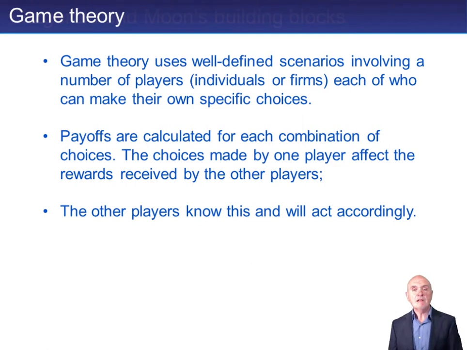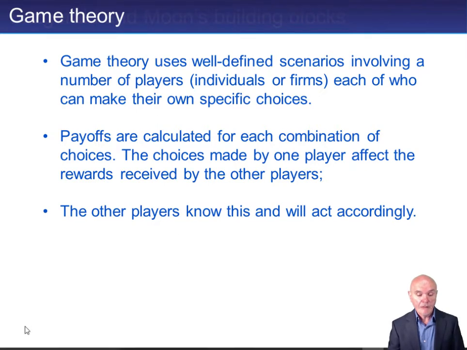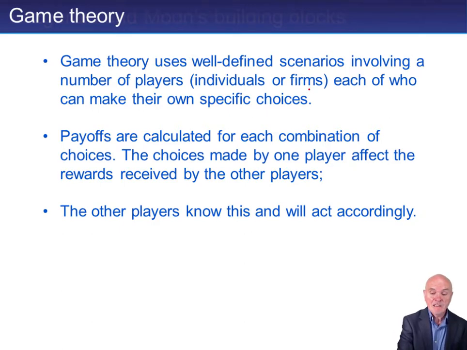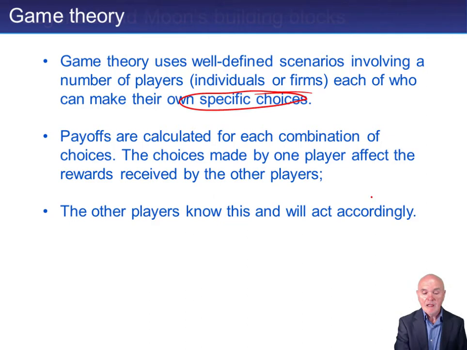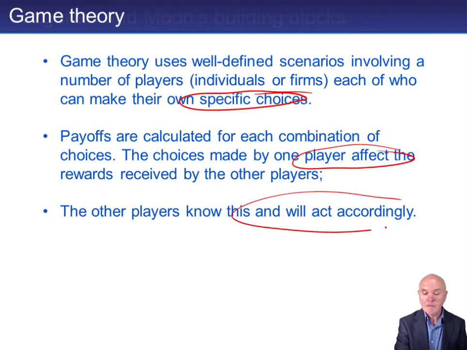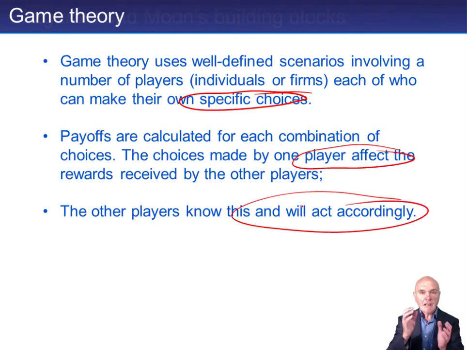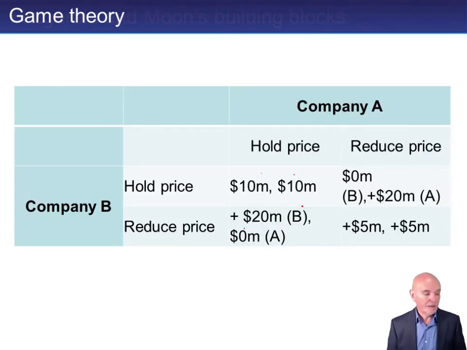So game theory is looking at a number of players, basically a number of firms, who are all trying to beat the other ones here, each of whom will make their own specific choices, but the choices made by one player affect the others, and everybody knows that. So you are trying to say, if I did this, what would they do? If they did this, what would I do? And so on, and come out with the best solution.